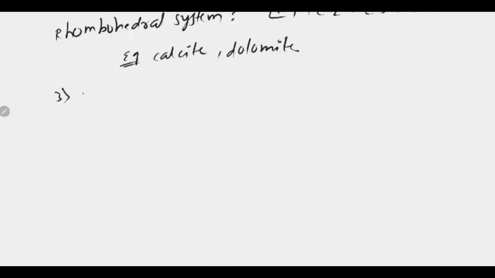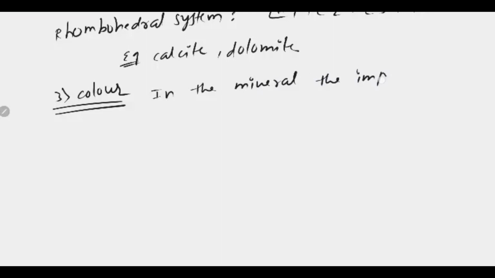Next main heading, color. What is color? Color is not constant in most of the minerals and commonly the color is due to stain or impurities of the mineral. In the mineral, the impurities cause the color, right?